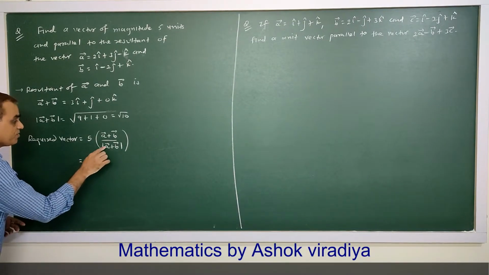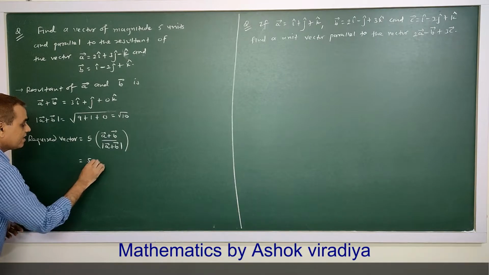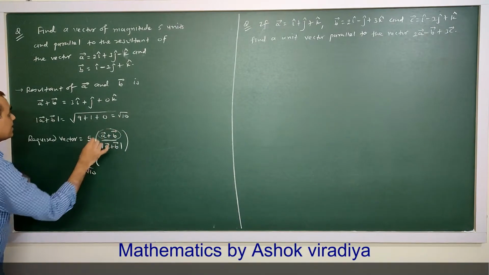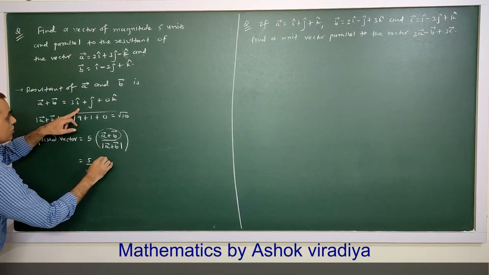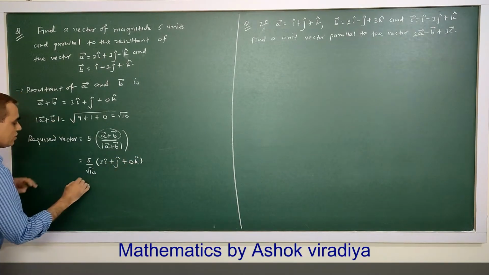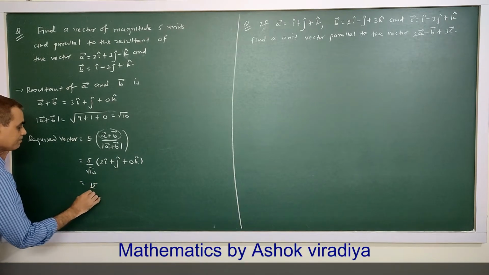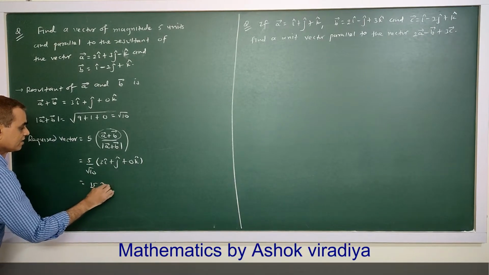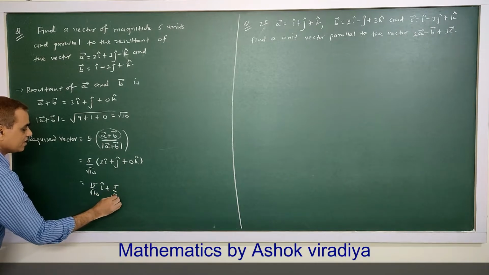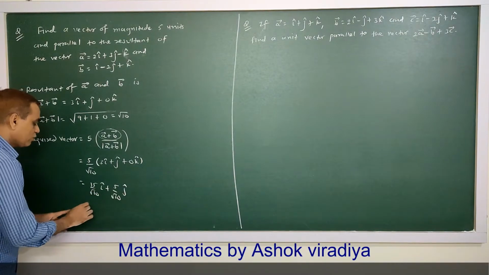So 5, now say this value is root 10. So divide by root 10. And here I keep vector A plus vector B, so 3i plus j plus 0k. So that is, this will be 15 by root 10 i plus 5 by root 10 j. So this is the required vector.